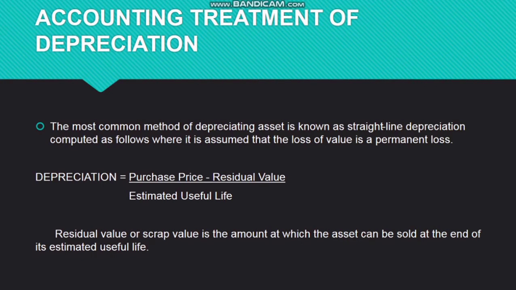Accounting treatment of depreciation. The most common method of depreciating assets is known as straight line depreciation, computed as follows, where it is assumed that the loss of value is a permanent loss. The formula is depreciation equals purchase price minus residual value over estimated useful life. Residual value or scrap value is the amount for which the asset can be sold at the end of its estimated useful life. Next.